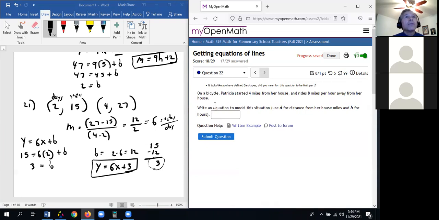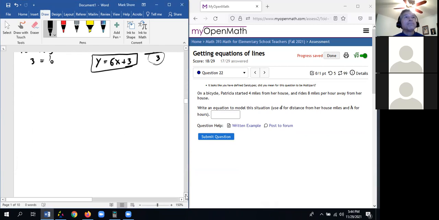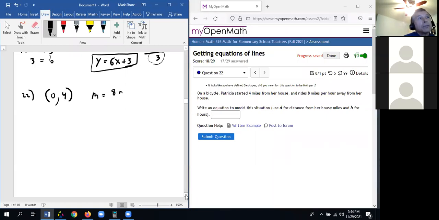So here we go. And this one, let's see what we got on a bicycle. Looks like we got a little bit of a code problem here, but I'll check that out on 22 and see if anything needs corrected on it. So on 22, on a bicycle, Patricia started 4 miles from her house. That's your y-intercept. At time 0, she was 4 miles. And she rides at 8 miles per hour. Guess what? That's your slope. 8 miles. It's a rate, you see, 8 miles per hour. At 0 hours, she was 4 miles from her house.